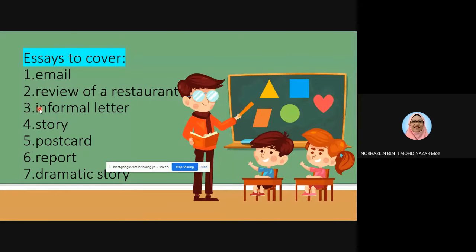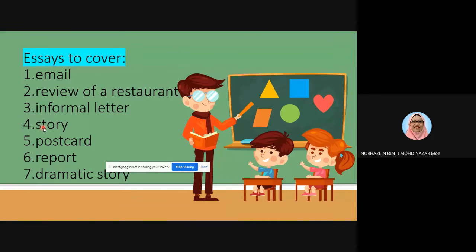Number three, you have to recall the technique of writing an informal letter, whereby you have the sender's address, the recipient's address, date. What else? Salutation, introduction, content, and towards the end, you have the ending, salutation, signing off. So we're going to refresh your memory on the technique of informal letter. Besides that, the next essay, you're going to learn how to write a story. In your textbook, they will give you a very short story sample, but you're not going to write that short. It's only a sample, a guidance, so at least you know what you are going to write.